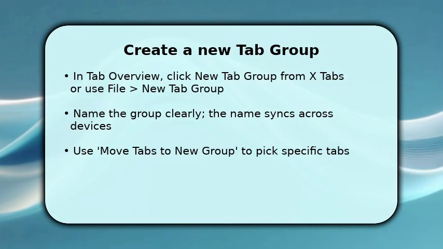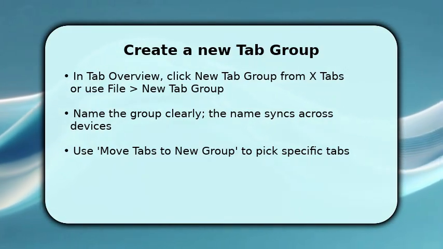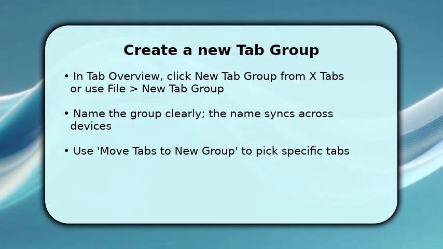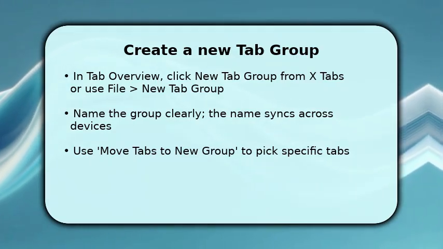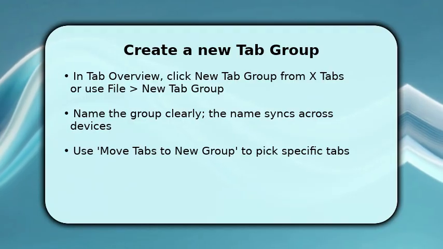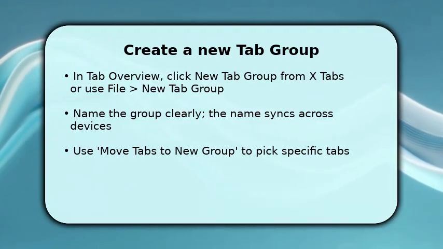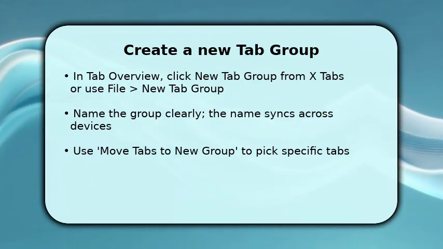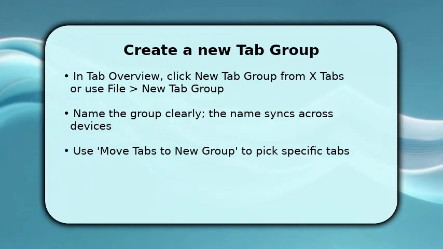Now you create the actual tab group. With your selected tabs visible, choose New Tab Group from X tabs in the Tab Overview or use File, New Tab Group on Mac. You're making a persistent container for those tabs. Give it a clear name so you'll recognize the context later. That name syncs via iCloud.